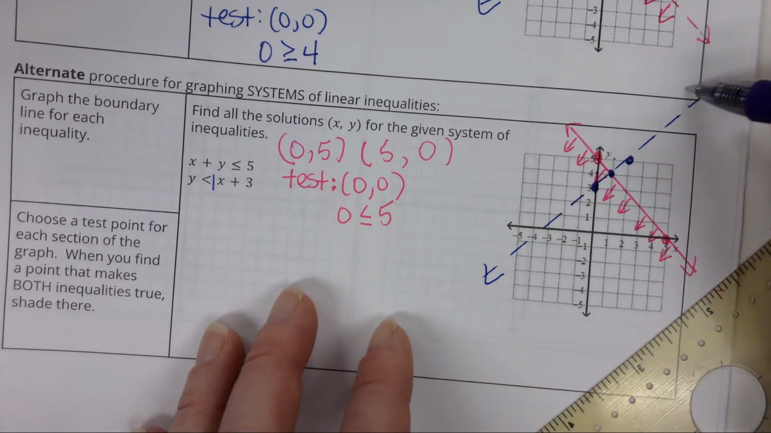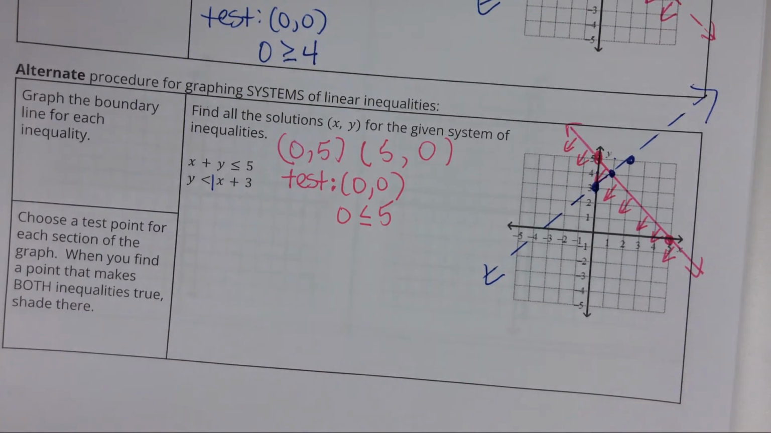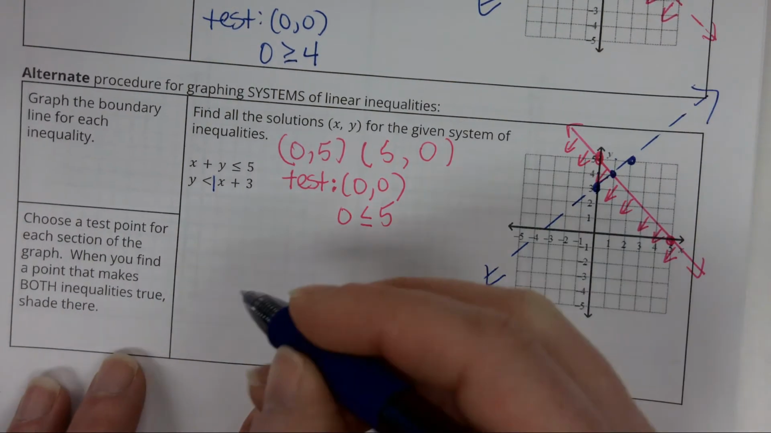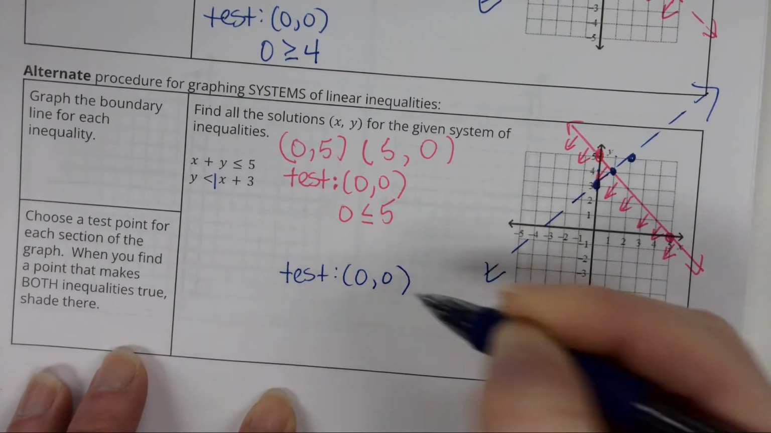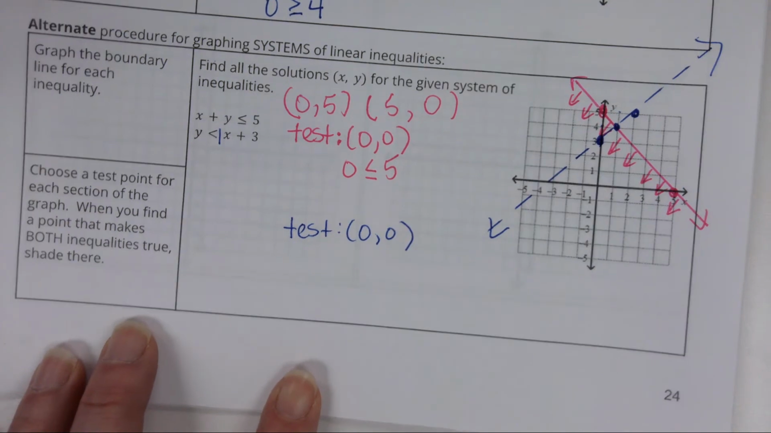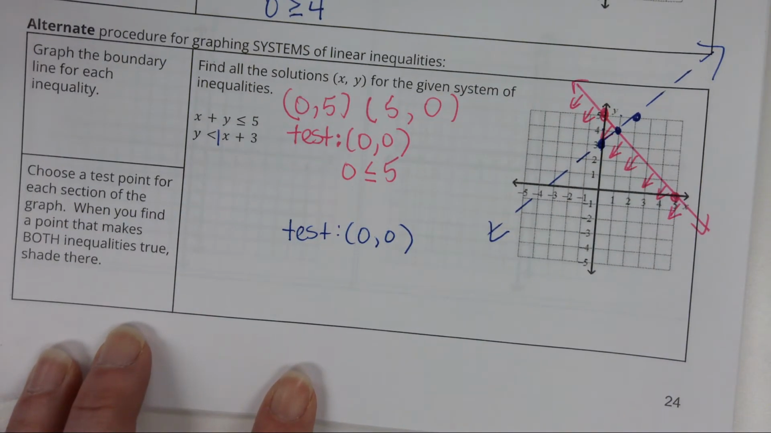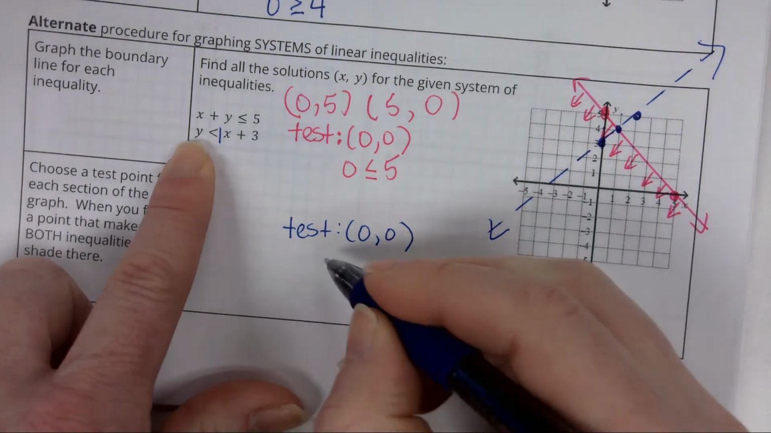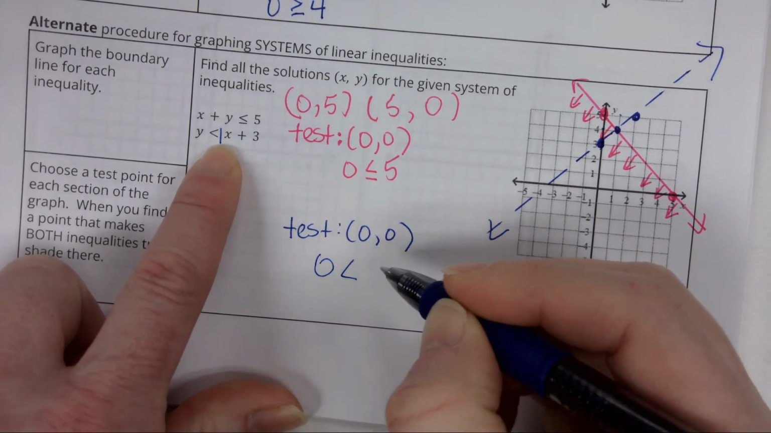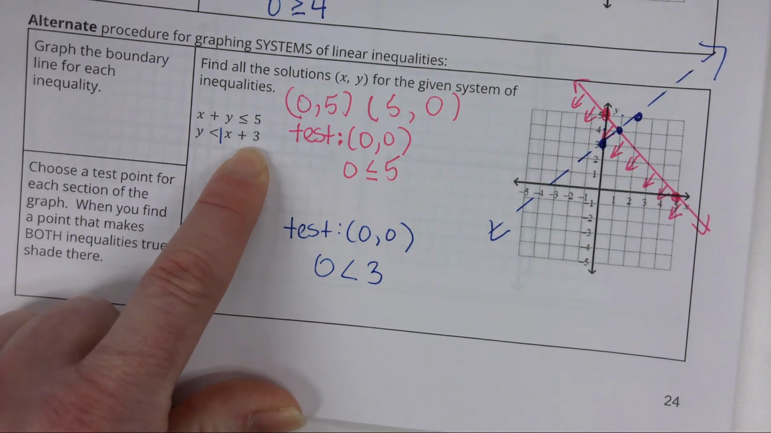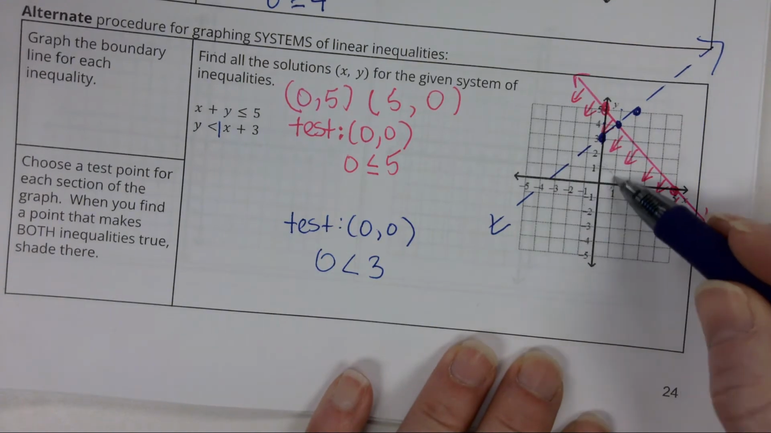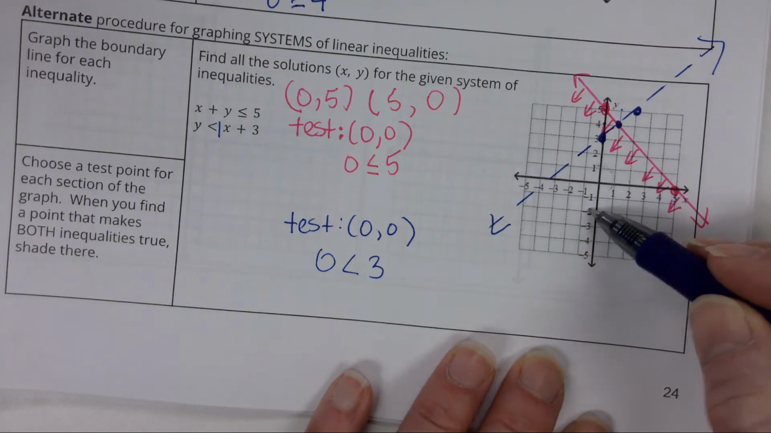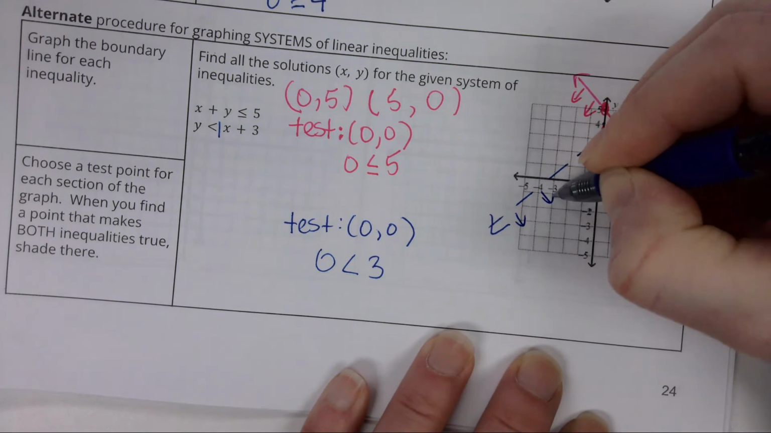Okay. Finally, I test a point for that one. Test (0, 0). And I put it in. I get 0 is less than 0 plus 3. Is that true? Yes. Okay, so in relationship to the blue line, (0, 0) is below the blue line, so I'm shading below the blue line.